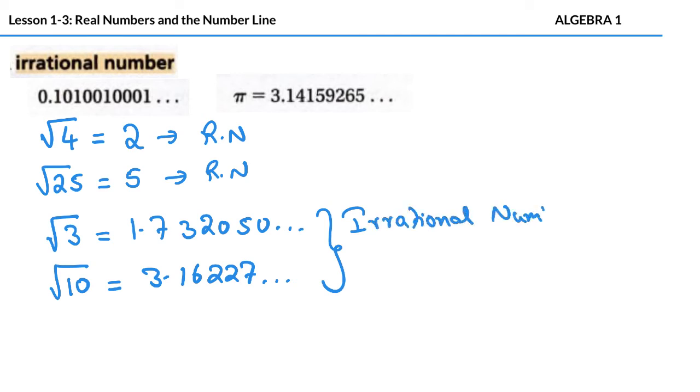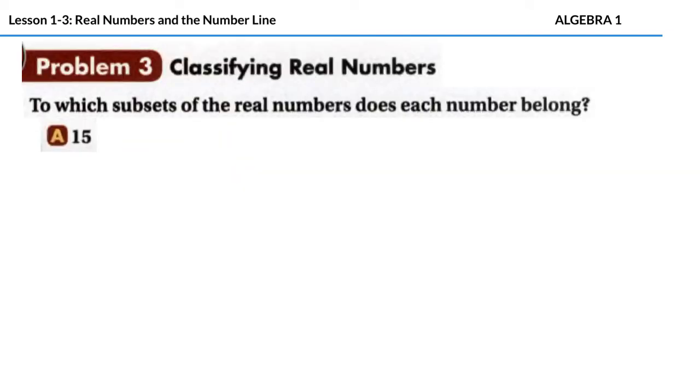Great. We have understood what rational numbers are, what irrational numbers are, and what the subsets of rational numbers are. Now let's try some problems. Let's try this problem: classifying real numbers. To which subset of the real numbers does each number belong? Real numbers, what are real numbers first of all? Real numbers are nothing but rational numbers and irrational numbers put together. They are all real numbers.